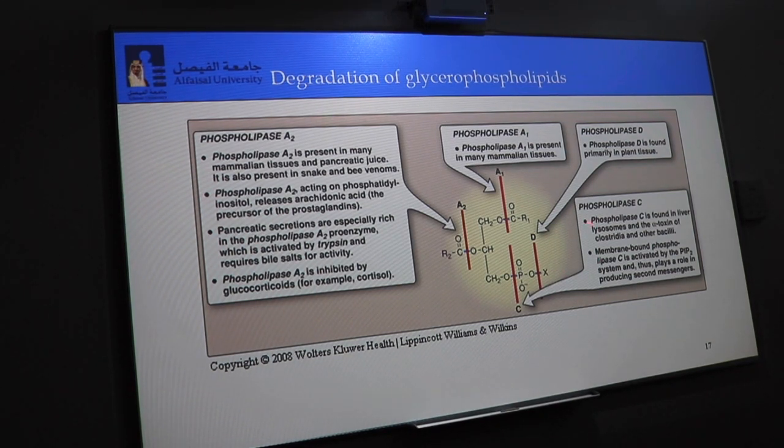phosphocholine. If I add phospholipase D on phosphatidylcholine, the product is phosphatidic acid and choline, because this one is called phosphatidic acid. So according to the type of phospholipase, you have different types of products that are released from the hydrolysis.